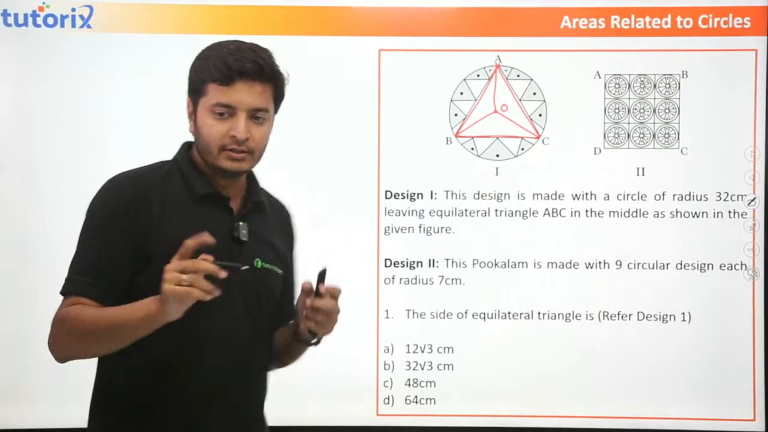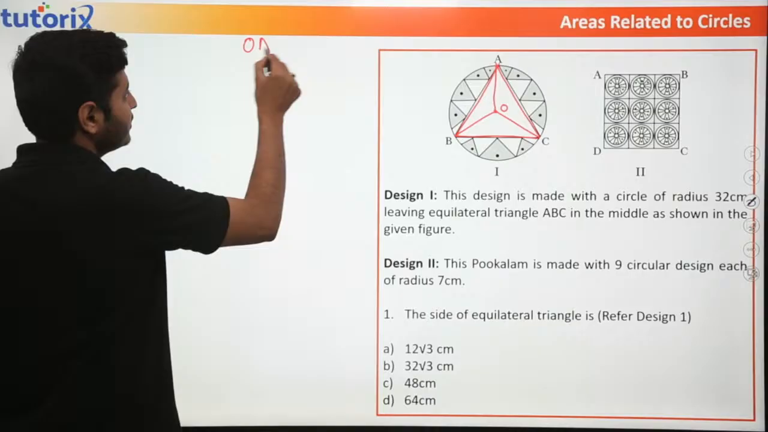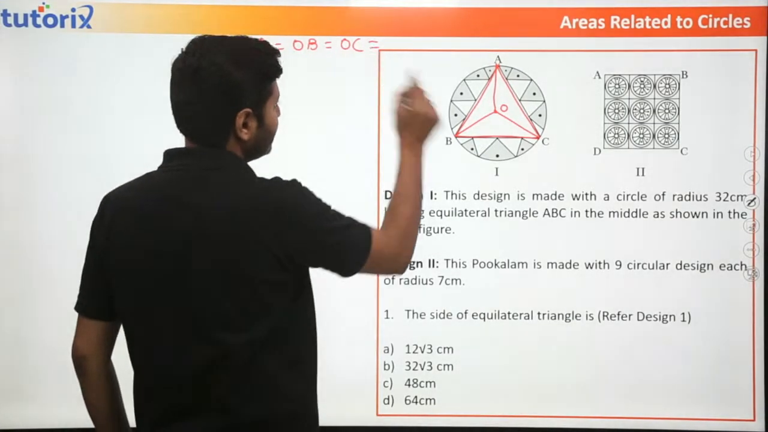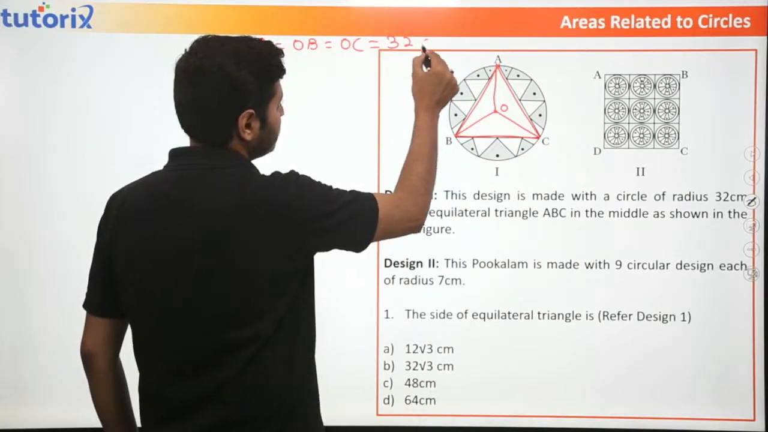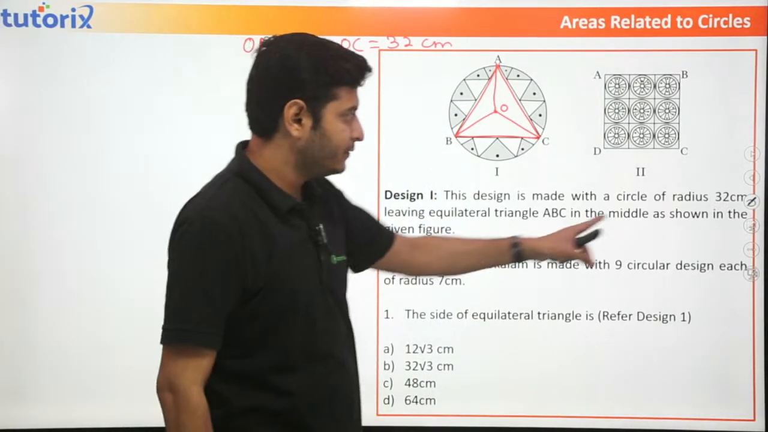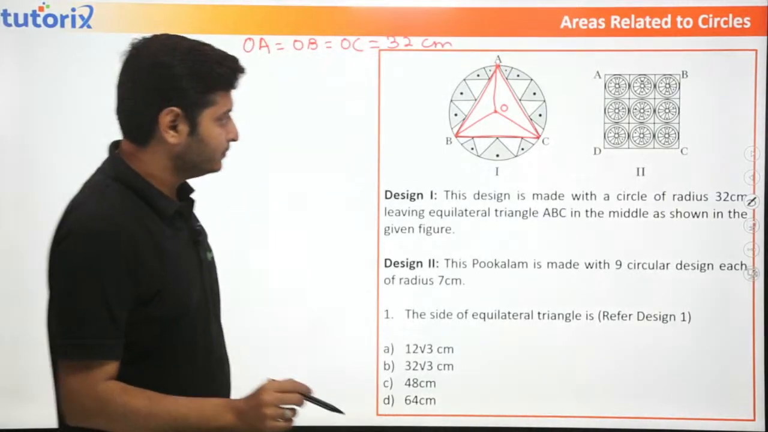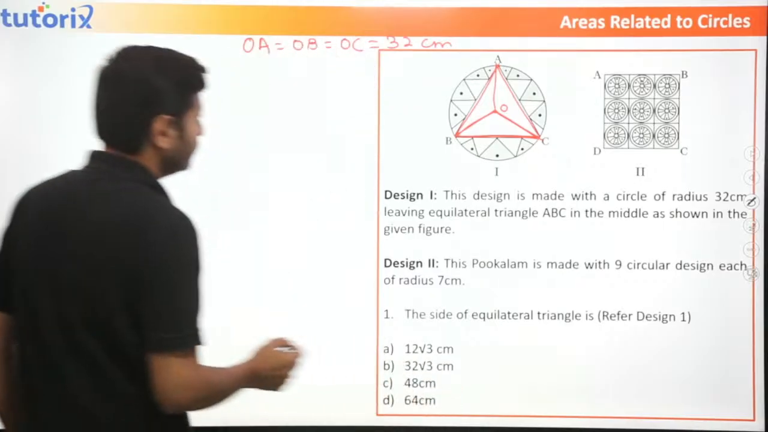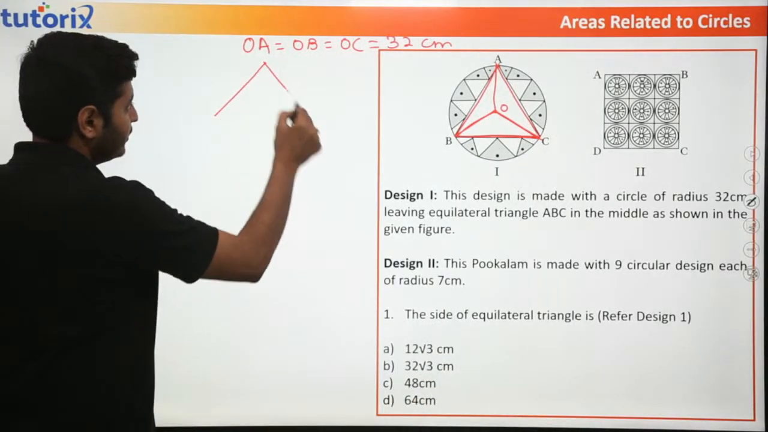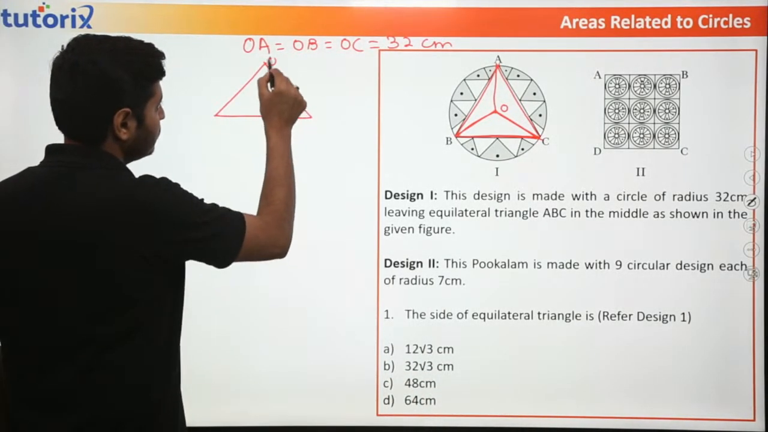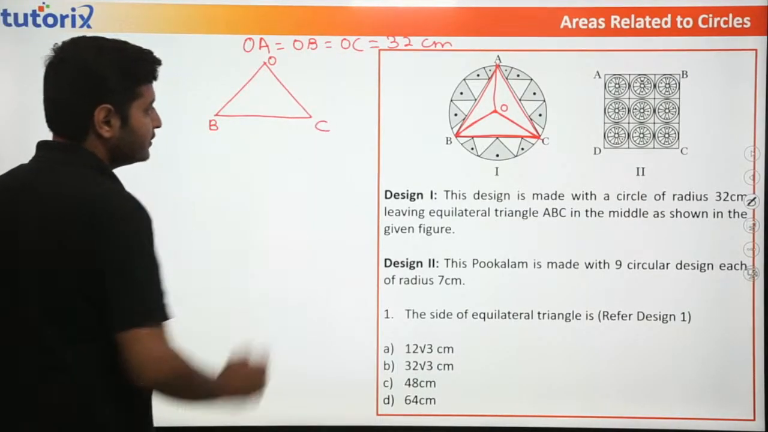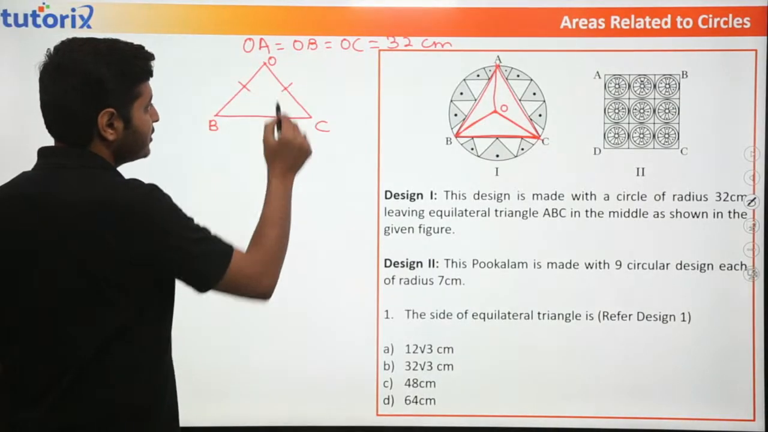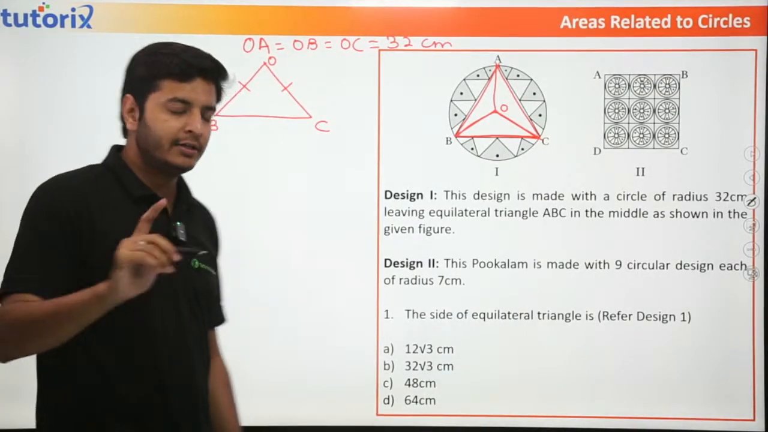OA, OB, OC, are they all equal? Yes, they are, because they all are radius of the same circle. Radius is given to us 32 centimeter in the first design, correct? Now consider this triangle OBC. Okay, let me draw the triangle here. It is something like this. O, B, C. OBC triangle is an equilateral triangle because this is radius, this is radius. Both the values are equal, 32 centimeter.